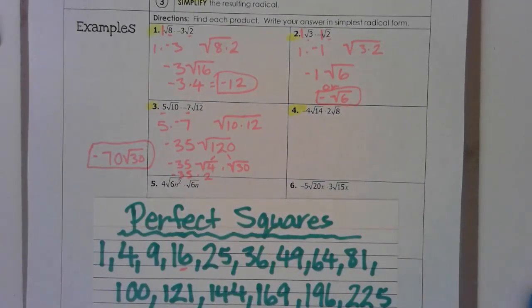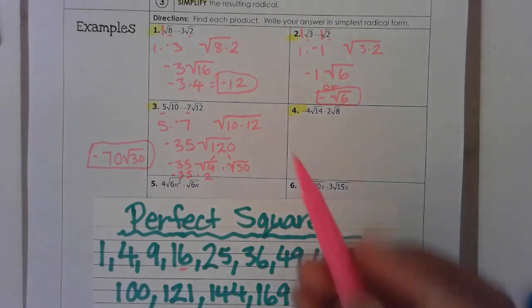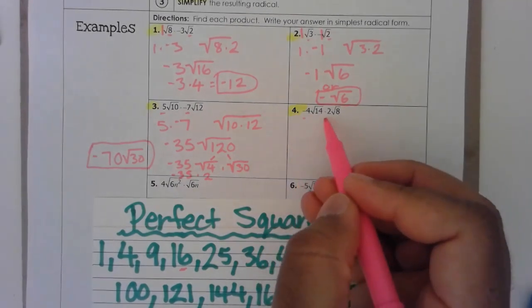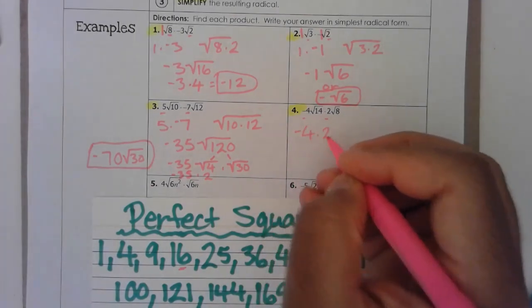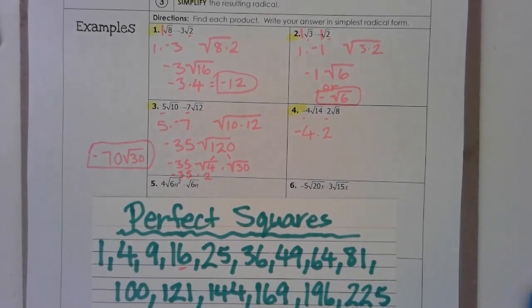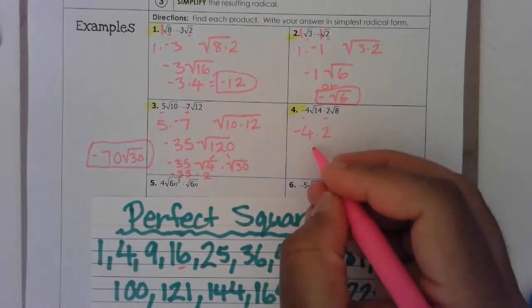All right, number 4 here. Once again, we're going to multiply our outside numbers or coefficients. So we'll have -4 times 2 on the outside. And then when we multiply that, we end up with a -8.